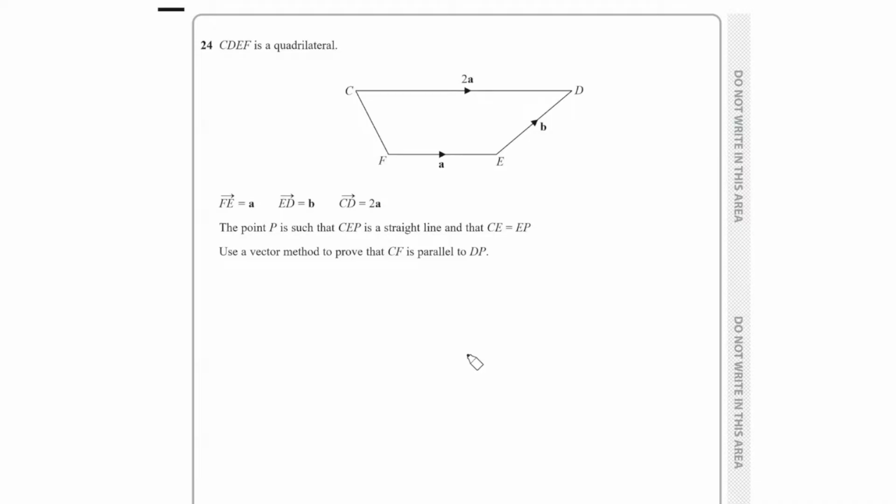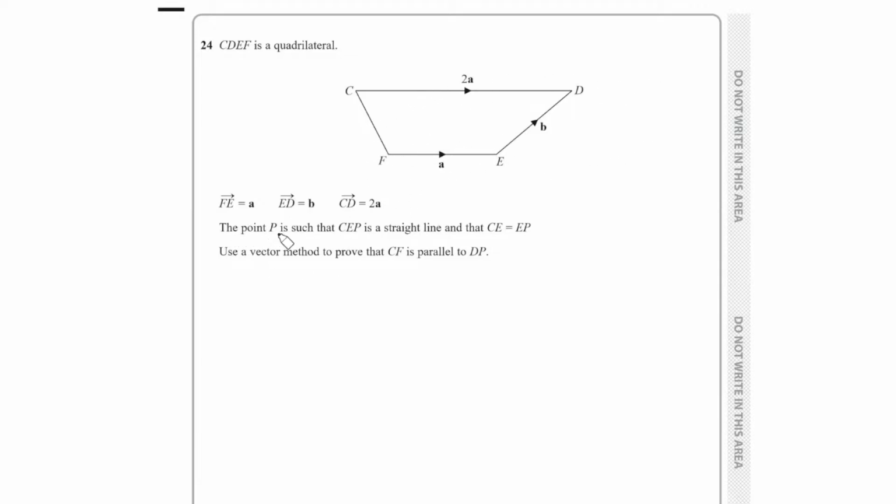Question 24, we've obviously got vectors. Again, something that hasn't come up yet, so definitely one I think they would want to ask something about. So we've got CDEF is a quadrilateral, as you can see. They've given us some vectors which they've already labelled. If they haven't already labelled it, you can obviously draw it on yourself.